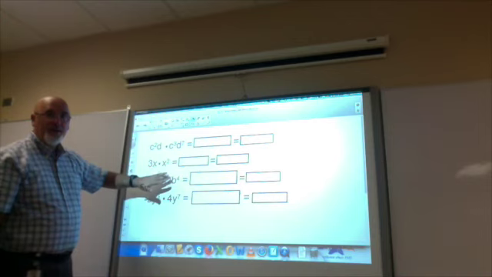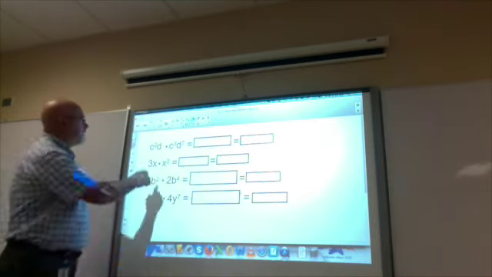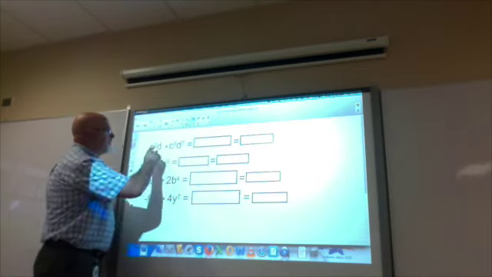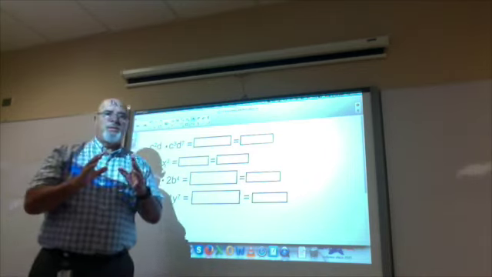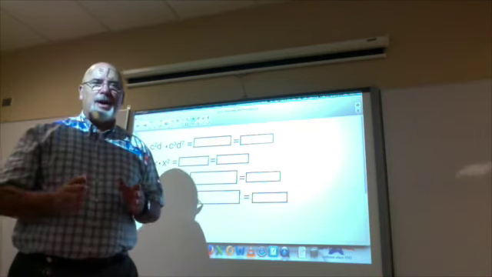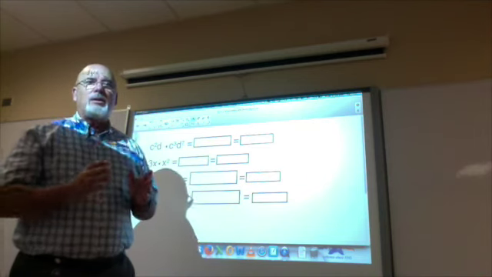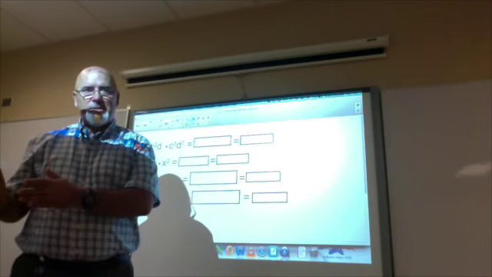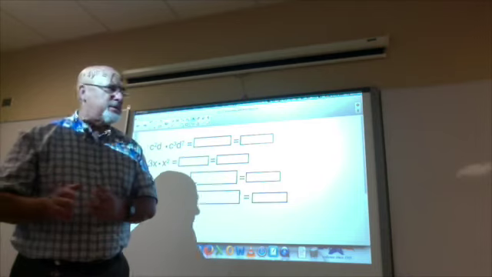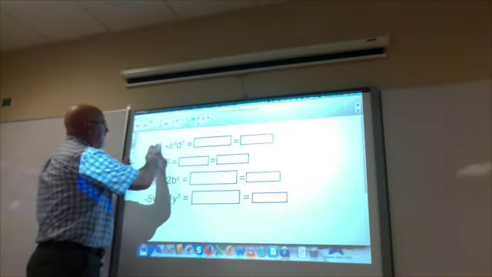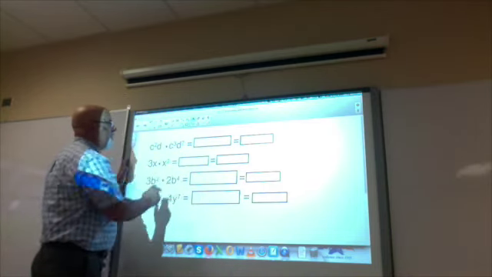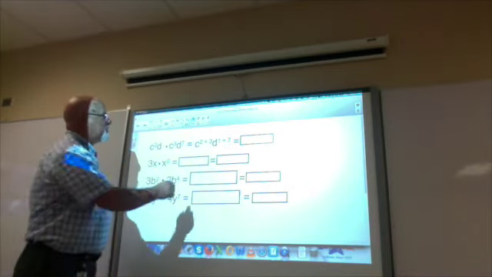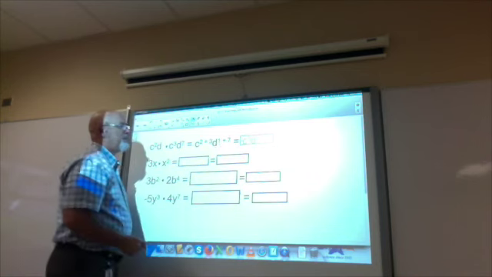This time we've got more than one variable. So we've got c squared d times c cubed d to the 7th. So we take the bases that are the same and we add the exponents. The other base with the same base, we add those exponents. So we're going to go c to the 2nd plus 3 and d to the 1st plus 7. So that will be c to the 5th, d to the 8th.